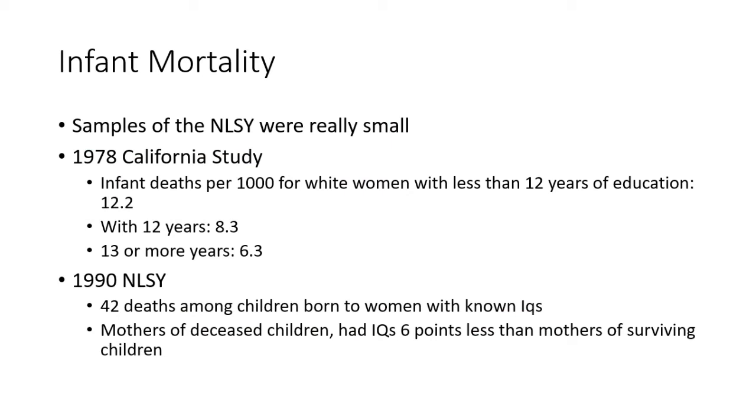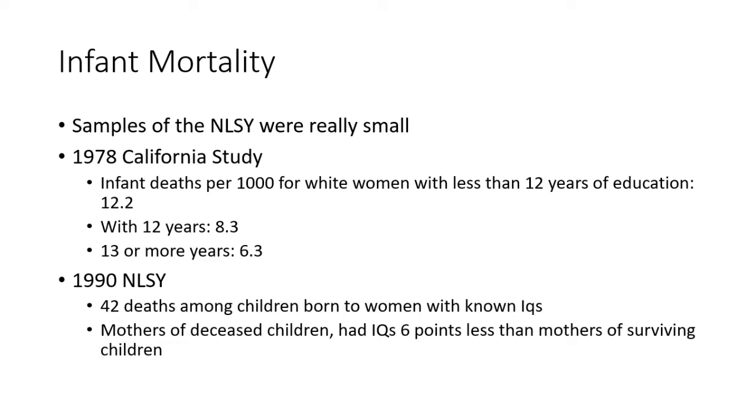They did mention that there was a 1978 California study in which infant deaths per 1,000 for white women with less than 12 years of education was 12.2. With 12 years of education, it was 8.3. With 13 or more, it's 6.3. Right? So it seems like the more education you have, the chances of having an infant death decrease.